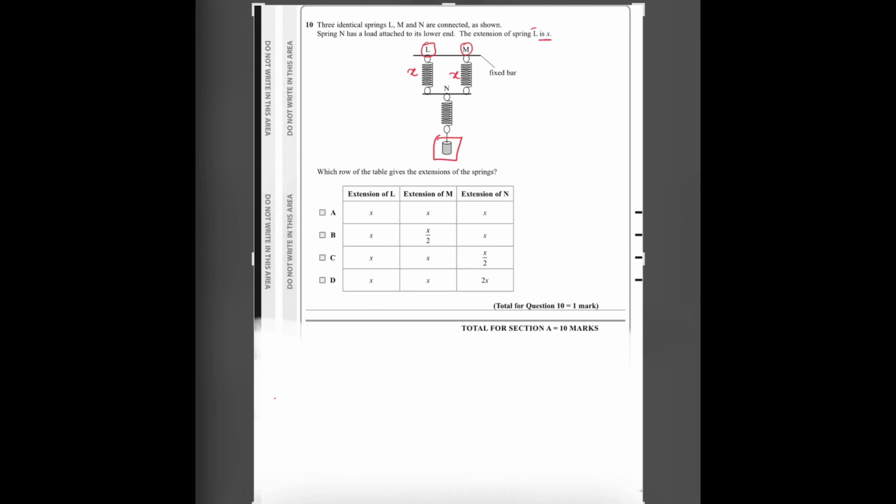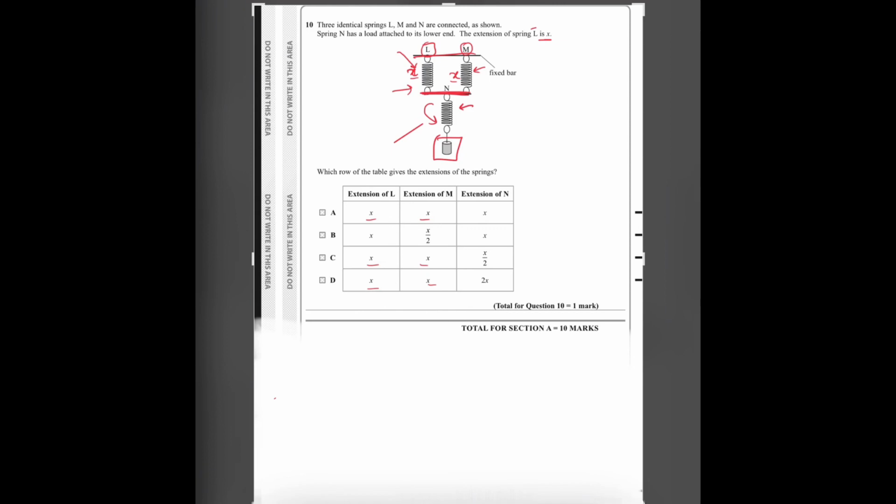If L is X, the extension of M would also be X, since it is connected in the same way and the weight on it is the same, which is the weight of this bar, which is also dependent on this. So these two are X, so it will be either A, C or D. So this is one length and this is another length. If a constant load is being pulled by two springs, the extension would be half of that of the one which is pulled by one spring.